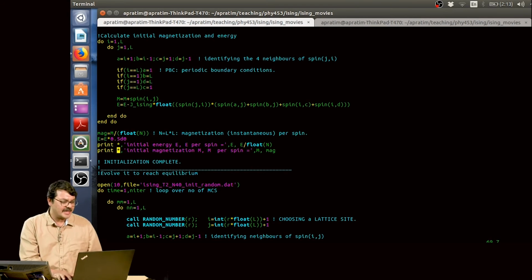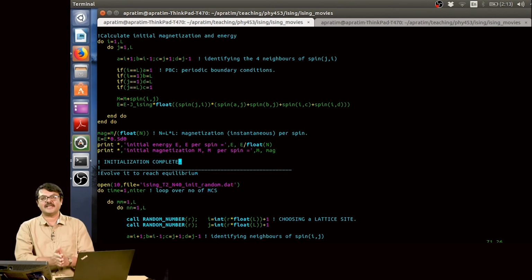Then what am I doing? I am saying okay, write down the total initial energy and energy per spin on the screen, and we shall see that when we run the code. Here I have said write down the initial magnetization, the initial magnetic moment, not the instantaneous magnetization, of the entire lattice, and m per spin. So, I have just written down m, mag, E and E by float n.